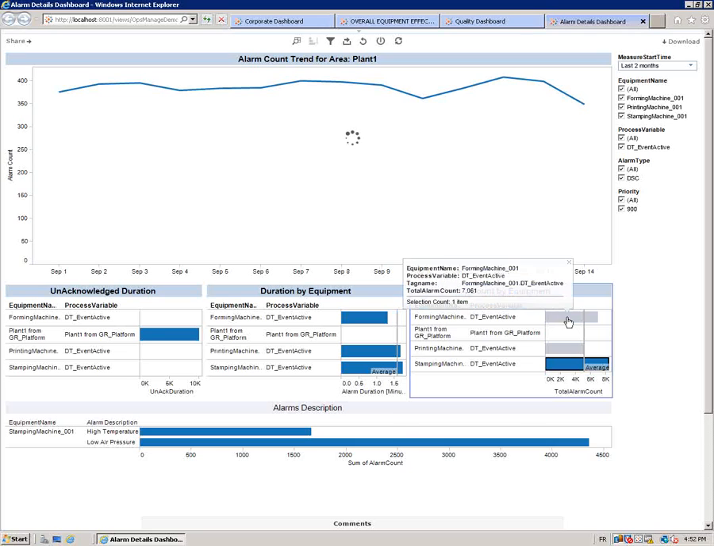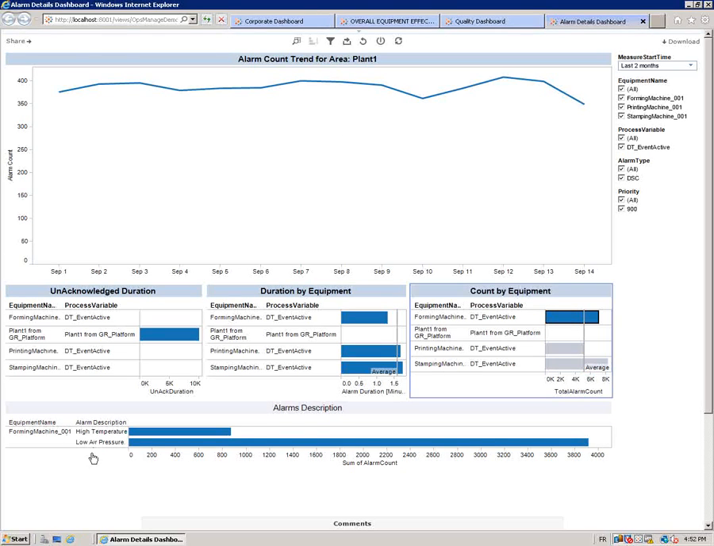When we click on this, we get the description of the alarms for the forming machine, and we see that the low air pressure is also the largest alarm count. So with that information in hand, they ask the maintenance engineer to take a look at the equipment and understand why the low air pressure is that often high and resolve the problem.